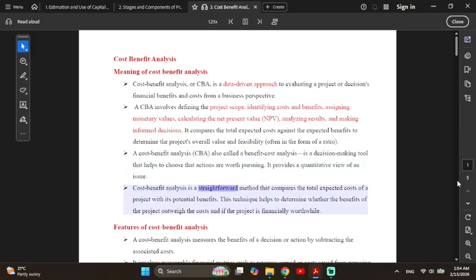Cost-benefit analysis is a straightforward method that compares the total expected costs of a project with its potential benefits. This technique helps to determine whether the benefits of the project outweigh the costs and if the project is financially worthwhile. Features of cost-benefit analysis.